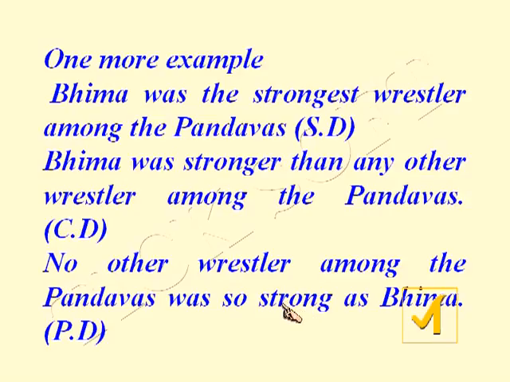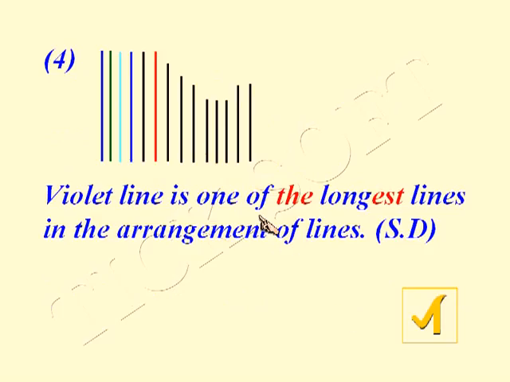You can read this sentence again and again and understand the various structures that we use in superlative, comparative and positive degree. The strongest, stronger than any other, then no other, so strong as. So this is how you have to remember in order to convert one degree of comparison into another degree of comparison. Now look at this one.